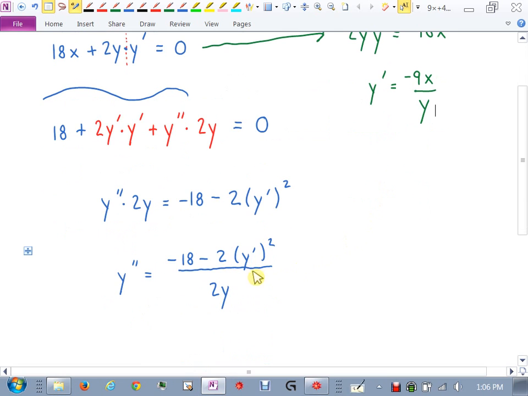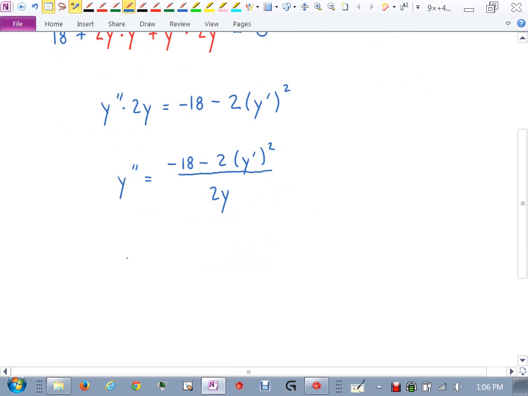Now I can take that and plug that in right here, right? And this is where it's going to become an algebraic mess. So I have y double prime equals, can I reduce everything by a factor of 2 here? Is that okay? All right, so I'm going to have negative 9 minus, now my y prime, which we said was negative 9x over y, squared, over just y. That's still not what the back of the book has, right?